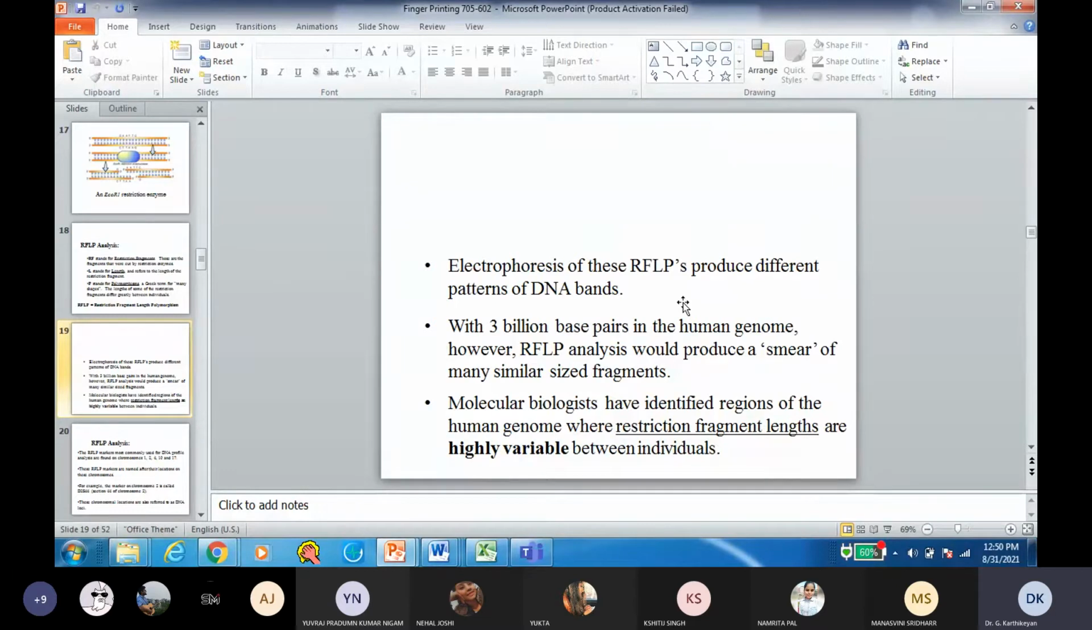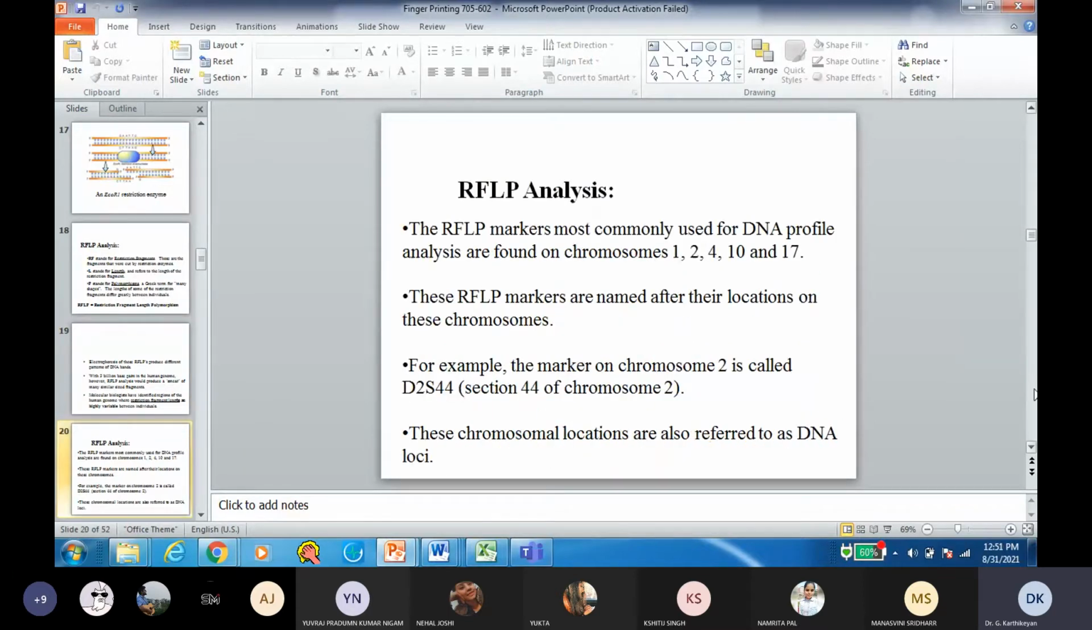What molecular biologists have done is to identify regions of the human genome where RFLPs are highly variable between individuals. We now know by several methods that these are the regions in the human genome that are extremely variable between two different individuals. RFLP markers are most commonly used for DNA profile analysis, and these are generally found on human chromosomes 1, 2, 4, 10, and 17. Literally every human chromosome has some kind of marker, but by and large, for routine analysis, the markers from 1, 2, 4, 10, and 17 are used.